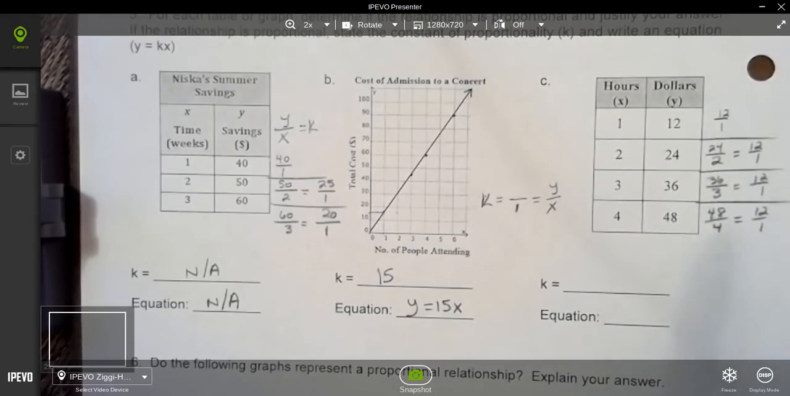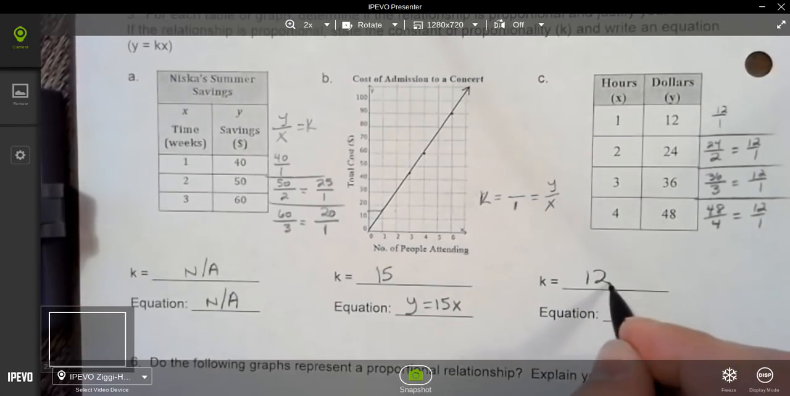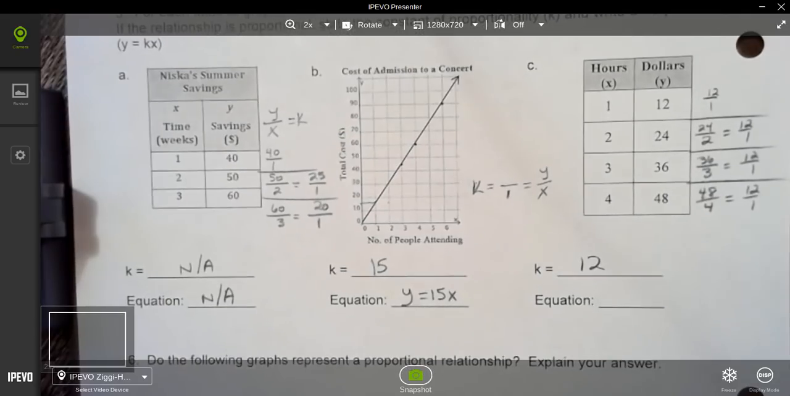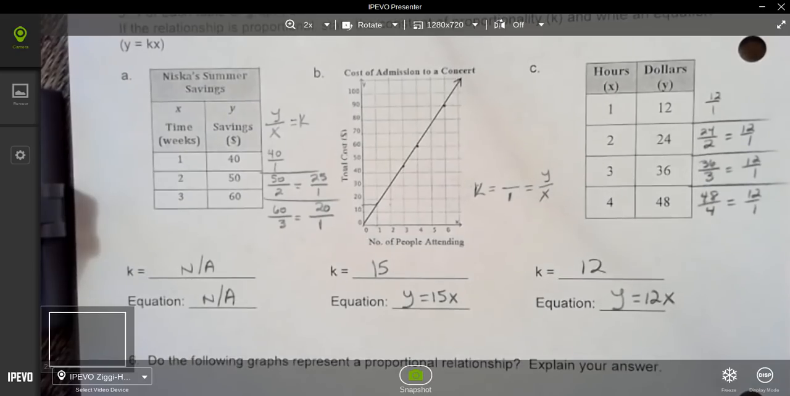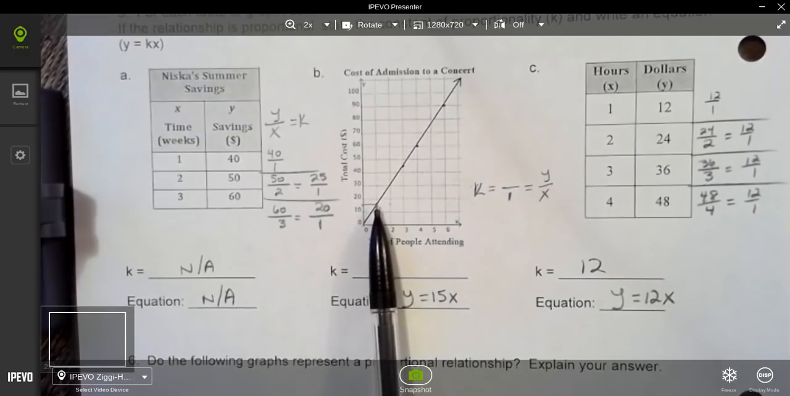All of the unit rates are the same, so there's a constant unit rate of 12, so k equals 12. And our equation here is going to say that y equals 12x. That is the equation of this proportional relationship. So again, in a table, look for a constant unit rate, y over x. And in a graph, look for a straight line that passes through the origin. The k value can be found when x is equal to 1. Go up till you hit the line, and then come over and figure out what your y value is.